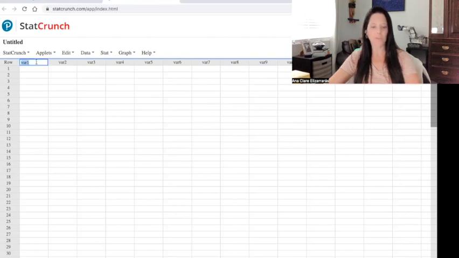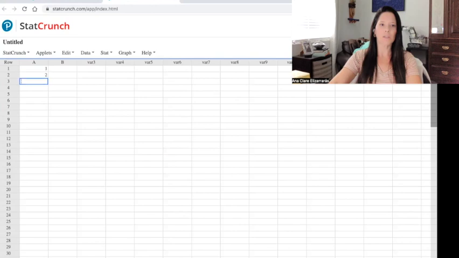So I'm going to call the first column A and the second column B for data set A and data set B. Data set A had the numbers 1, 2, 3, and 4. Data set B had the numbers 0.5, 2.5, 2.5, and 4.5.